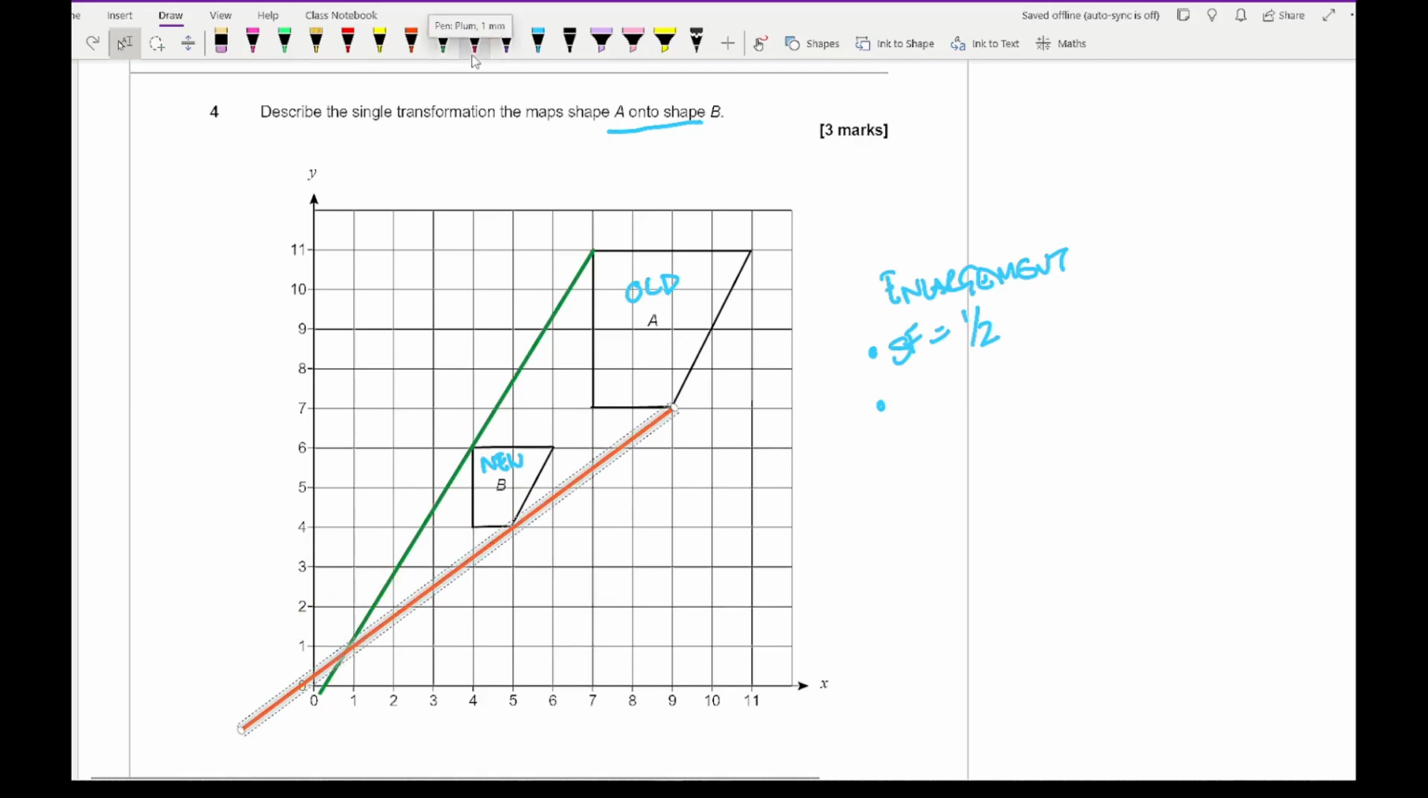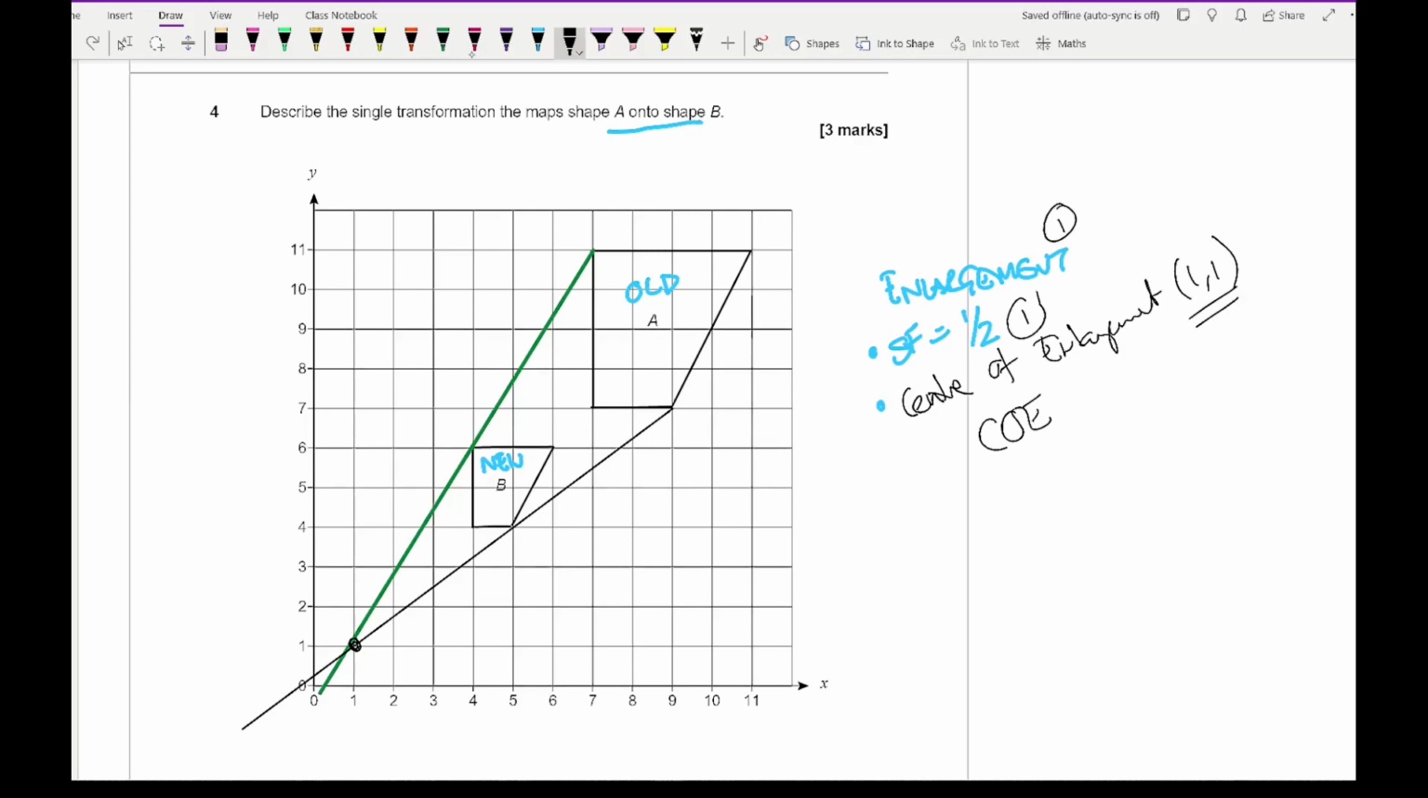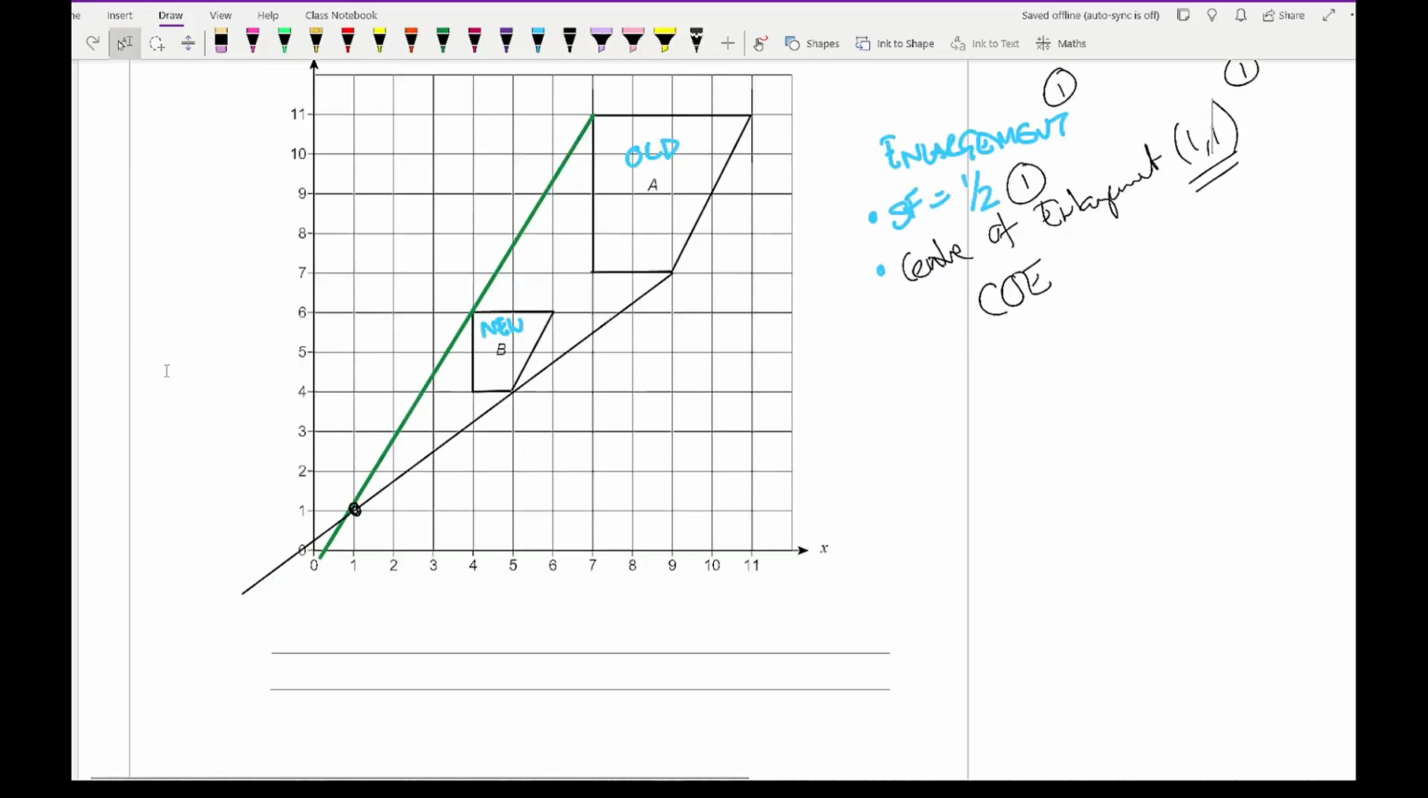So here my centre of enlargement is going to be 1. If you want to call it COE, that should be fine, or just even write down the coordinate. But the enlargement will be 1 mark, scale factor of half is 1 mark, and the coordinate would be worth 1 mark. And if you missed out any of those, you would obviously therefore lose a mark.